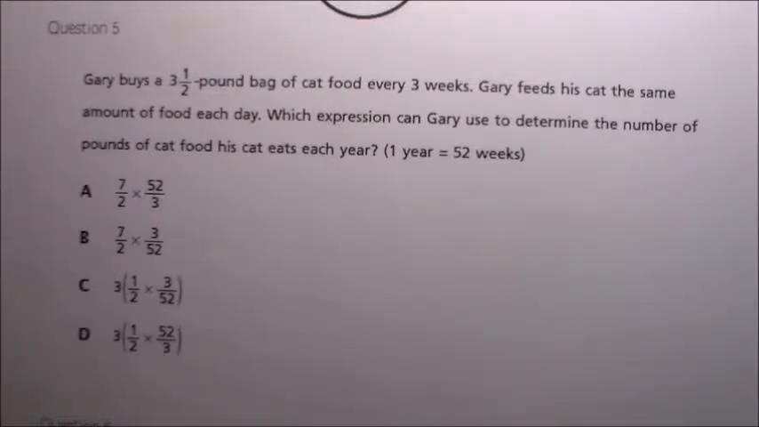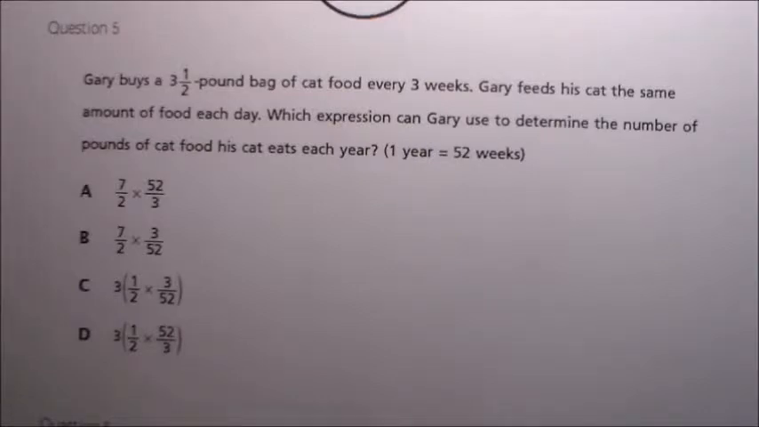Good for Gary. That's a happy cat. Gary feeds his cat the same amount of food each day. Which expression can Gary use to determine the number of pounds of cat food his cat eats each year? And 1 year equals 52 weeks.